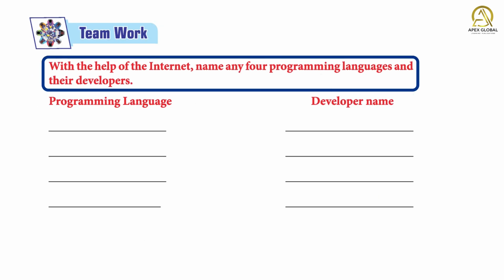Teamwork. With the help of the internet, name any 4 programming languages and their developers. Answer. 1. Python, developed by Guido van Rossum. 2. JavaScript, developed by Netscape. 3. C++, developed by Dennis Ritchie. 4. PHP, developed by Guido van Rossum.